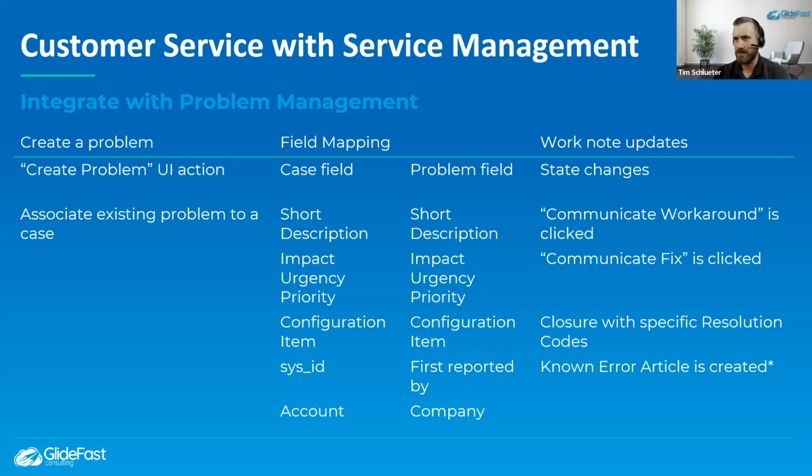There's also a couple different ways that a problem can be closed out, and that will change what information gets pushed to the case. So if it's canceled, the cancellation reason will get pushed to the case work notes. If the risk is accepted, then the cause and fix notes will be pushed to the case work notes, as well as the risk accepted reason. If the fix is applied, then just the cause and fix notes will be copied to the work notes. And I have an example of that in the demo as well.